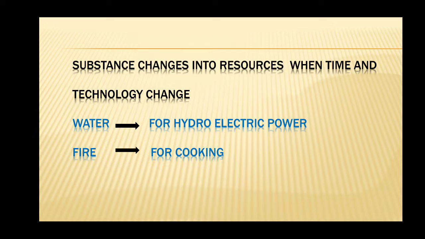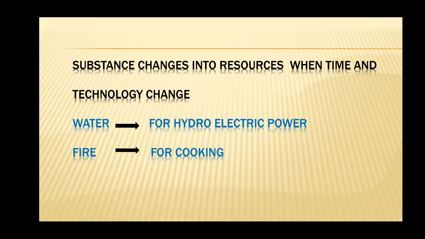And take another example, fire. In the olden days, when fire was invented, people did not know that it would be helpful for cooking in the future. Nowadays, fire is very helpful for cooking, burning fossil fuels, and so many things. So, an object or a substance is called a resource, and it changes its characteristics when time and technology change.